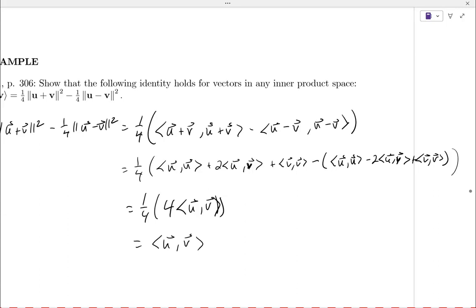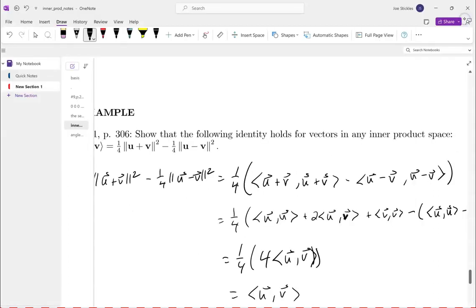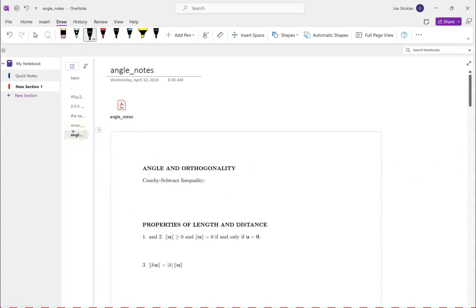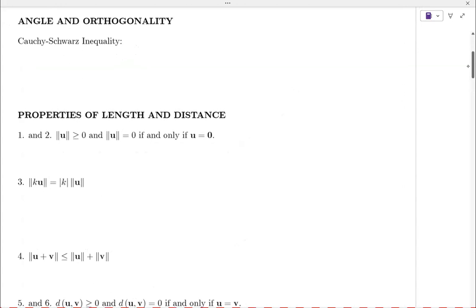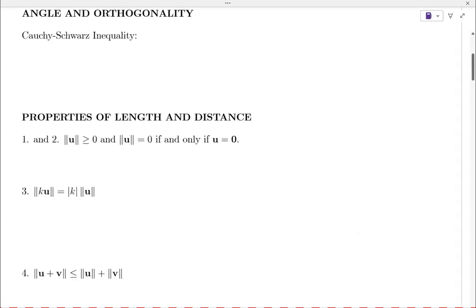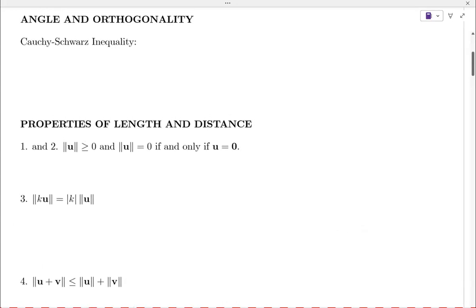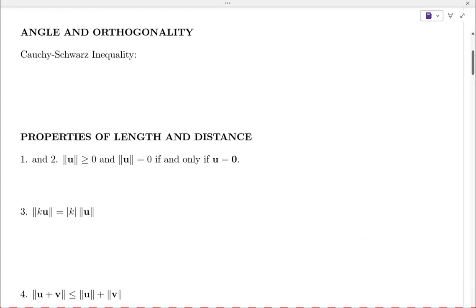So that's what our goal is for this particular section, is to handle looking at angle between vectors. And then an extension of that is orthogonality, which is still angle between vectors. It's just a special case of what the angle is. And if you've had Calc 3, you probably already know what orthogonal means. All right. So to make angle work, we need a particular special property.